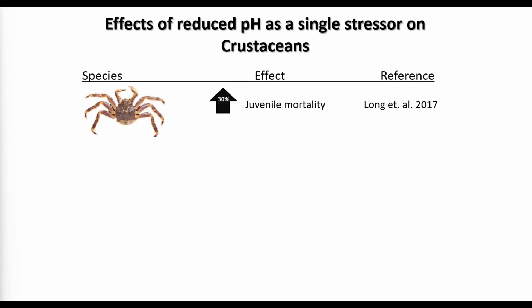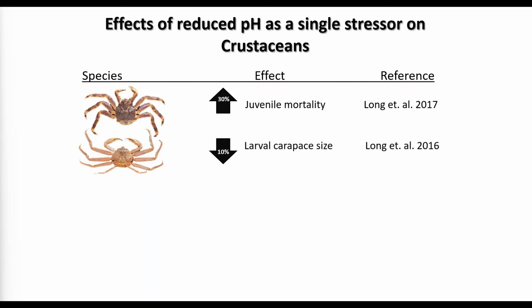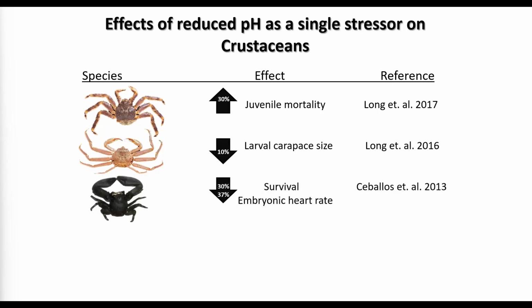So some deep sea crabs show increases in juvenile mortality. They also see decreases in larval carapace size. We have some intertidal organisms that are exposed to more variable pH, but they still show a decrease in survival and a change in embryonic heart rate, which has some implications for their metabolic output.